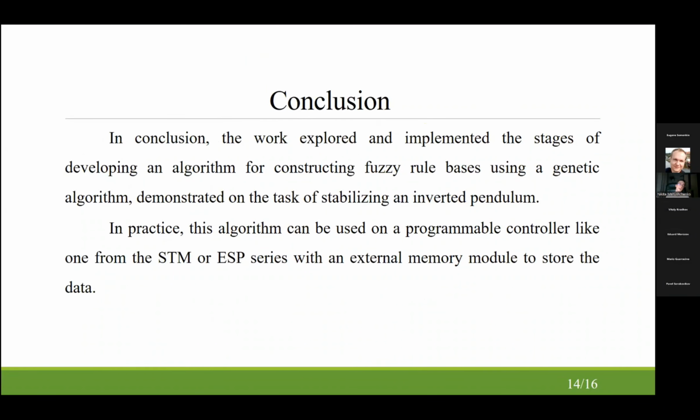Conclusion. In conclusion, this work explored and showed the stages of development of an algorithm for constructing a fuzzy rule base and for finding fuzzy rule terms, input and output terms, and demonstrated results of some experiments for stabilizing an inverted pendulum.